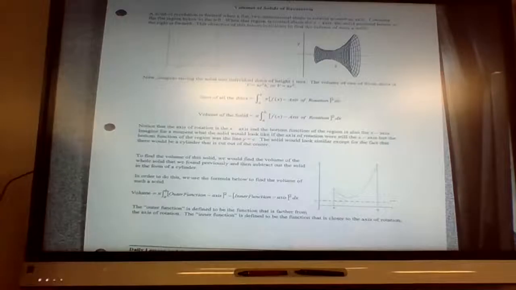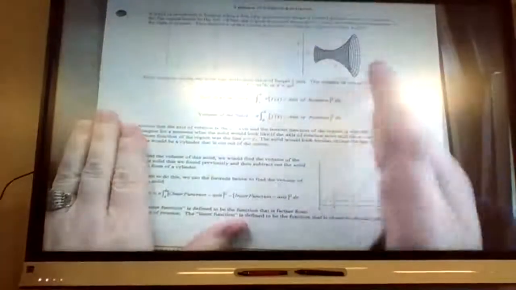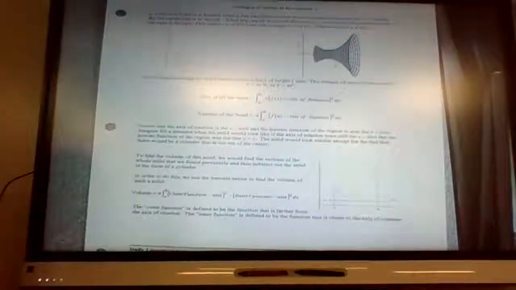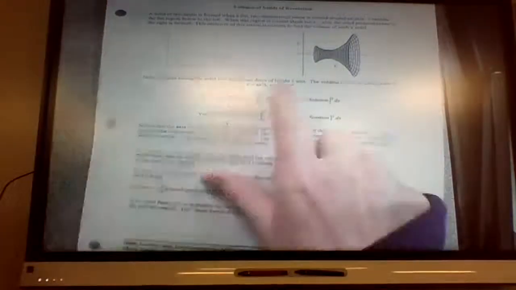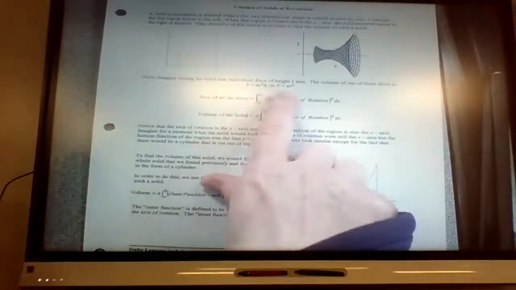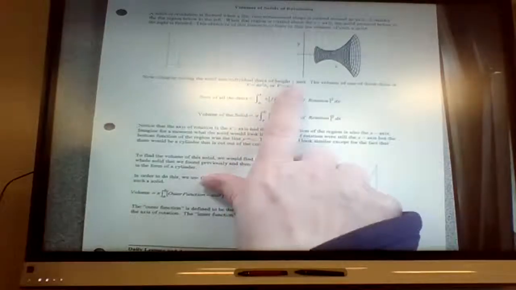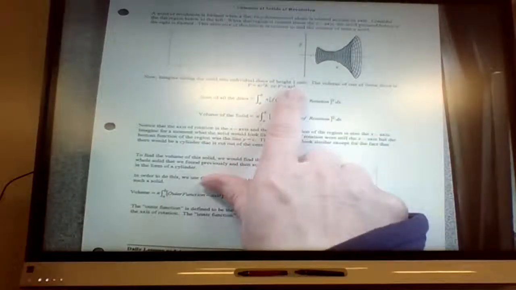Okay, now imagine slicing that particular solid into individual discs, round, circular, like chopping it up. The volume, if it had a height of 1, would be pi r squared, because its volume is pi r squared h. But if we make sure that the height is 1, then it's just pi r squared, right?